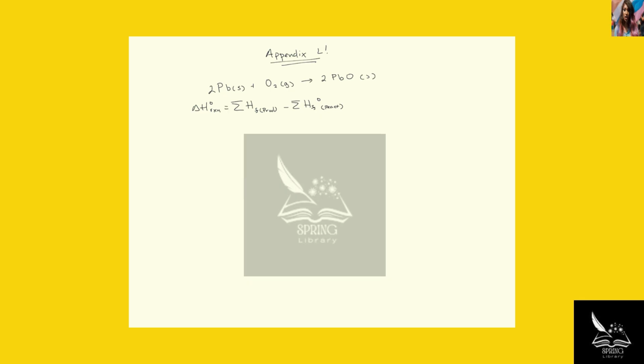So this question is asking you to calculate the value for delta G using the values of delta H and delta S for the following reaction: 2Pb (solid) plus O2 (gas) forms 2PbO. So we're going to first calculate delta H of the reaction. You need to use the appendix L from the back of your textbook.